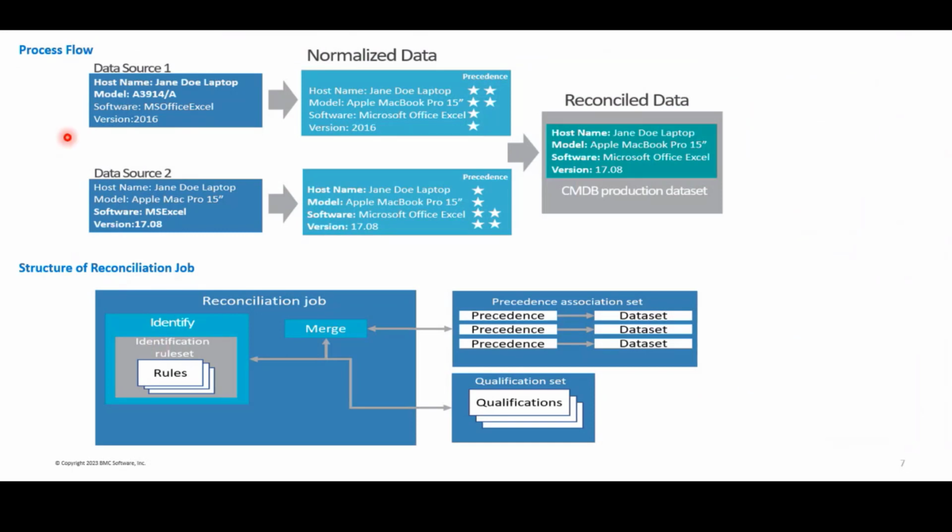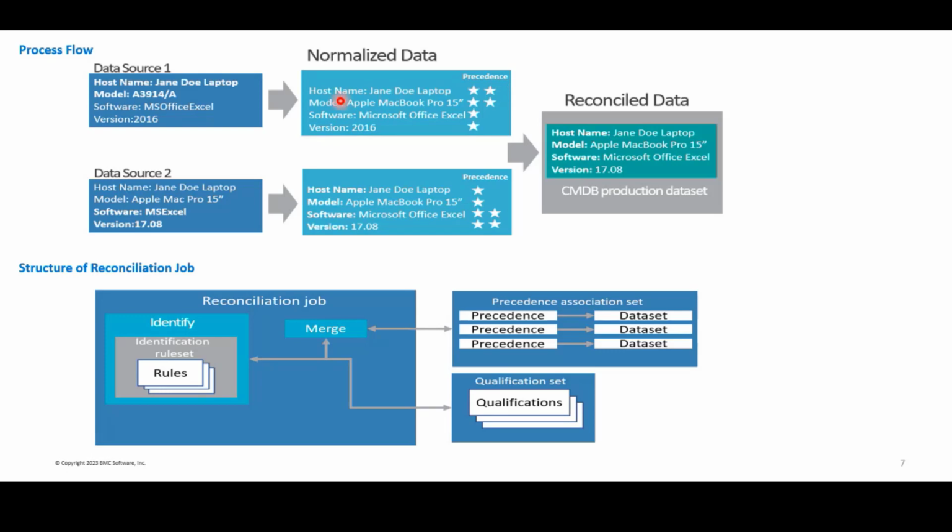Okay, then we have reconciliation. Let's have a quick check on what reconciliation actually does. Once the data is normalized, it moves to reconciliation, where let's say we have two sources, ADDM and SCCM. ADDM is bringing host name, model, software, and version. SCCM is also bringing the same four attributes. But as a CMDB admin, I know that ADDM is more trustworthy on host name and model, and SCCM is more trustworthy on software and version.